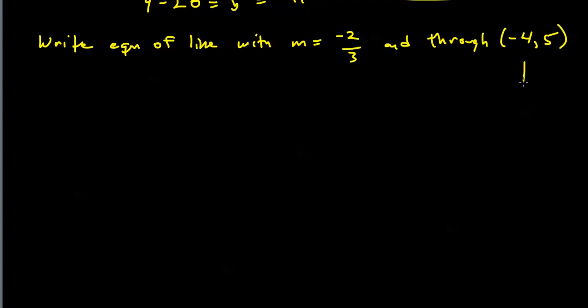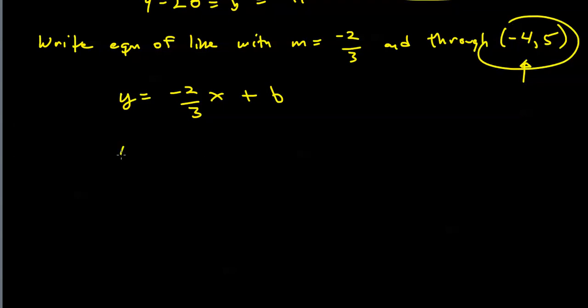Again, this is not the y-intercept. If this point was the y-intercept, the x-coordinate would be 0. So I can say for sure the slope is -2/3, but I don't know the y-intercept. So again, we will plug in the coordinates of 5 for y and -4 for x, and use those to solve for the unknown y-intercept. Now be careful, we're going to have to deal with some fractions here.